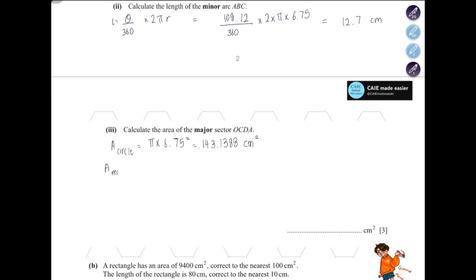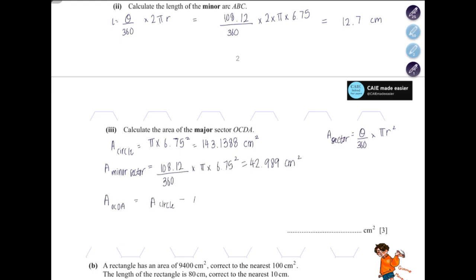Now we're supposed to find the area of the minor sector. Recall that the formula for the area of a sector is theta over 360 times pi r squared. So here we can apply that as well. Theta is 108.12 over 360 times pi times 6.75 squared, which equals 42.989 centimeters squared.